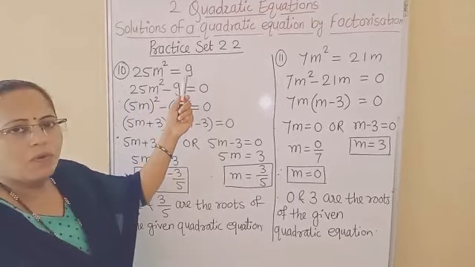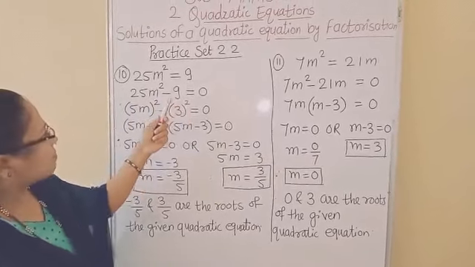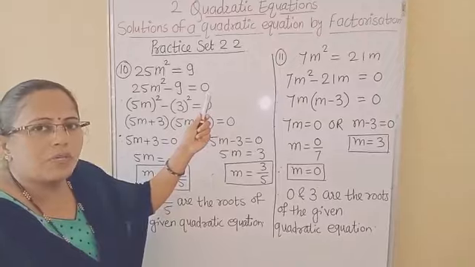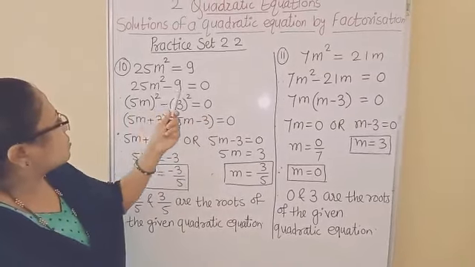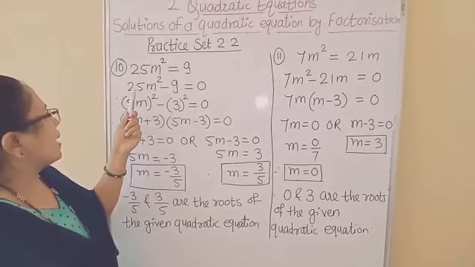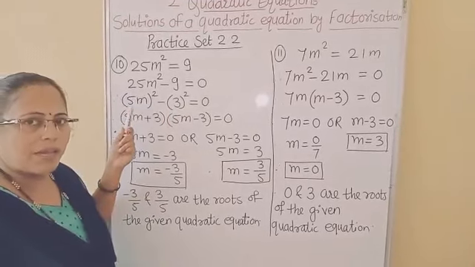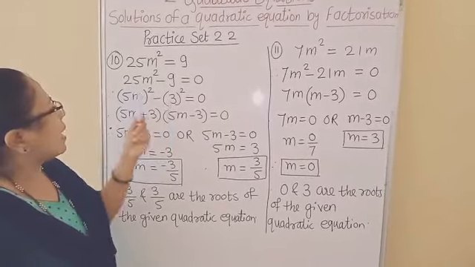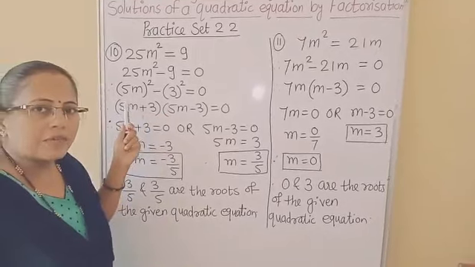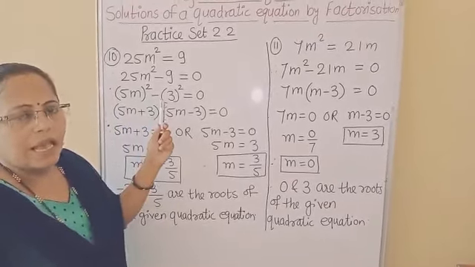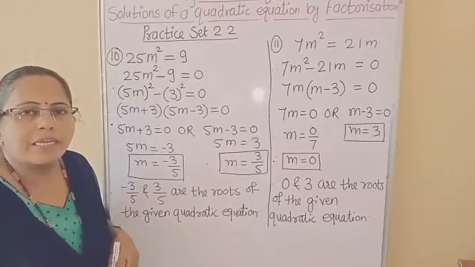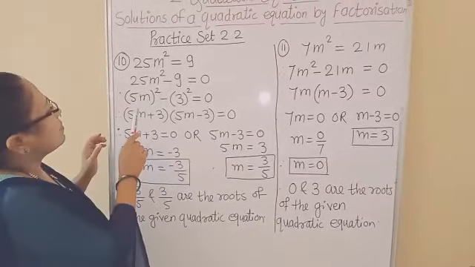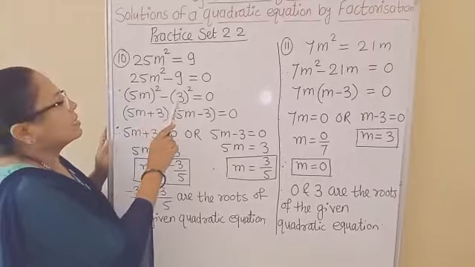25m square equal to 9. Take 9 on left hand side. So we will get 25m square minus 9 equal to 0. Students, if you observe this equation, you will come to know that 25m square is the square of 5m and 9 is the square of 3. That means this expression is in the form of a square minus b square. And as you know that the factors of a square minus b square are a plus b and a minus b. So here we will assume 5m as a and 3 as b.